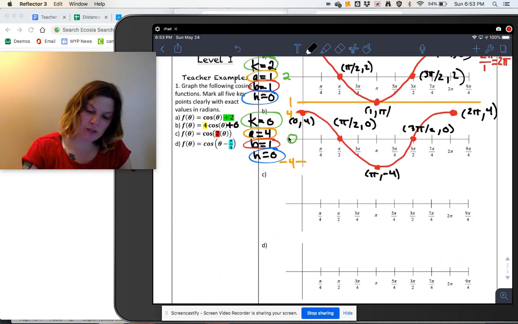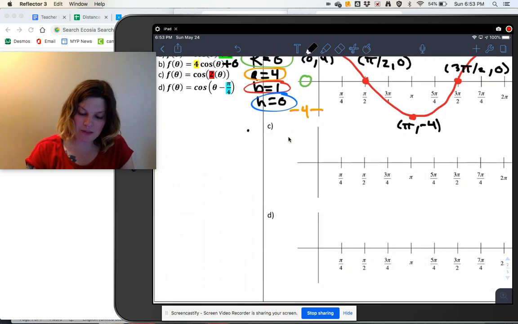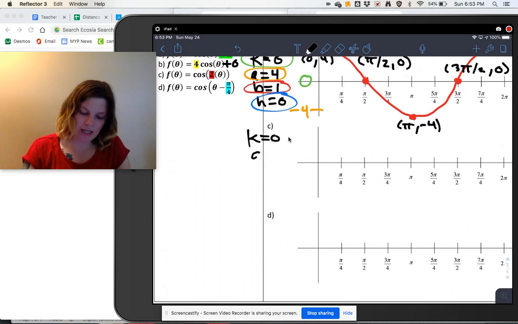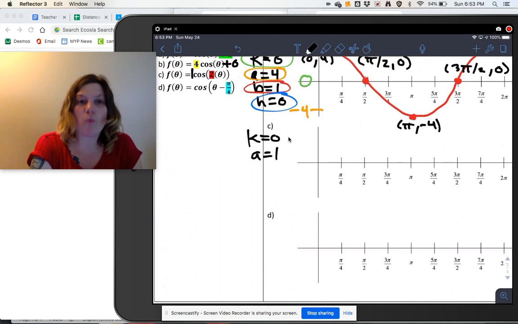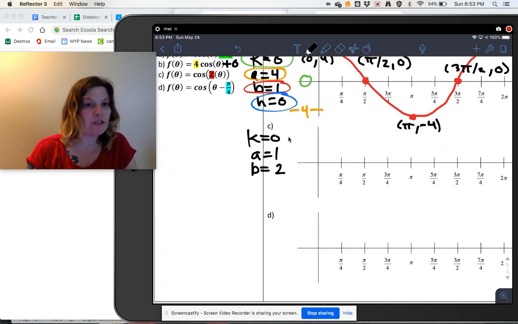Next one, notice the only thing that's changed is the b value. So let's keep that in mind. We have k is equal to 0 again, because if you add k, it's adding 0, so nothing has changed. Our a value is 1. Again, that's because there is a secret 1 in front of the cosine where the a would be in the general formula. And then the b value is 2. That's a little different. We'll do that example together.